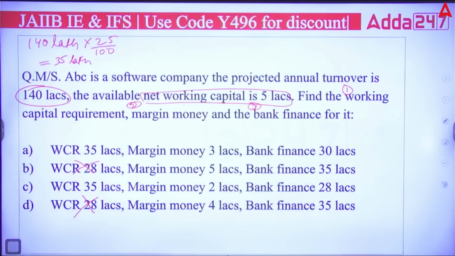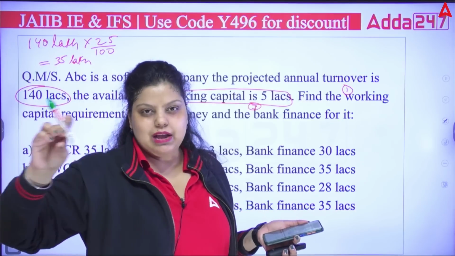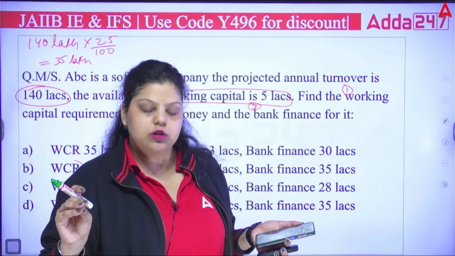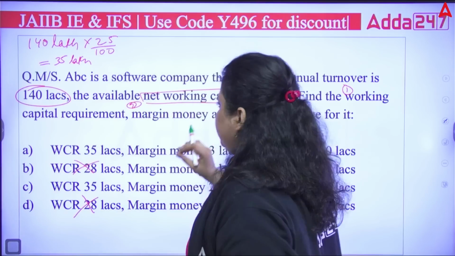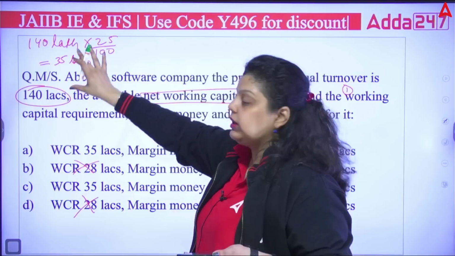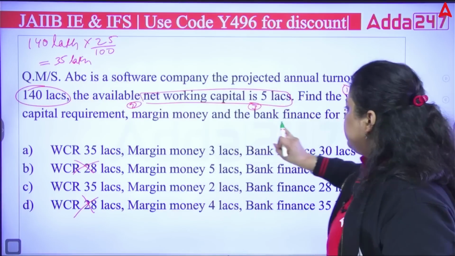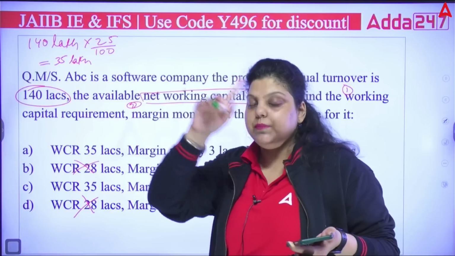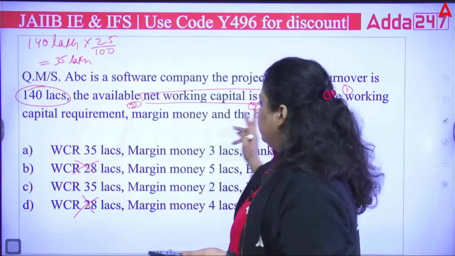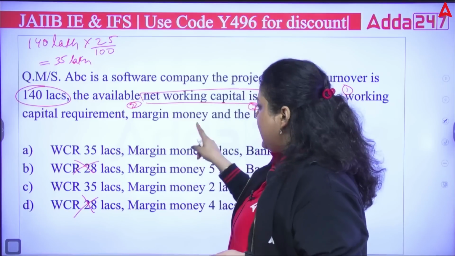Now we have to calculate the margin money. First of all, we have seen that 35 lakh is the calculated working capital requirement. The margin money required is what remains after the bank finance you have got and the borrower's contribution you have got. Let's say, for example, the total amount required is 35 lakh. This will be given partly by the bank and partly by the borrower, that 20% or 5% I have explained to you in the turnover method. After calculating those two, we have to calculate the margin money.